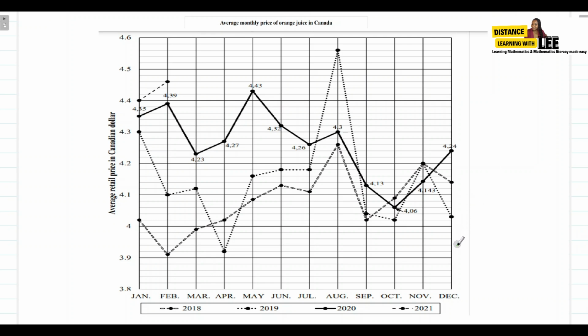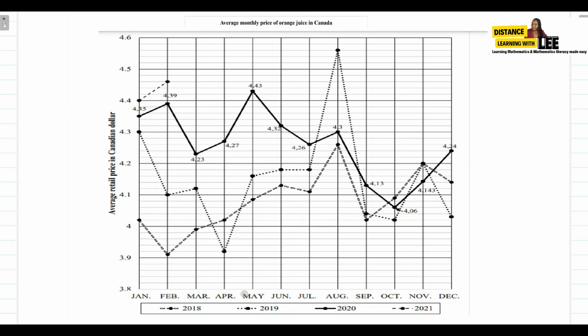Okay, so we've got a set of axes here that has different line graphs that are obviously drawn on it, right? These line graphs represent the average monthly price of orange juice in Canada, right? What we have on our y-axis is the average retail price in Canadian dollars, and then what we have on our x-axis is the months, right? So you've got January, February, March, all the way up to December. So you've got our 12 months there.